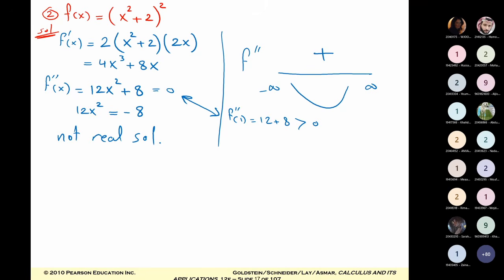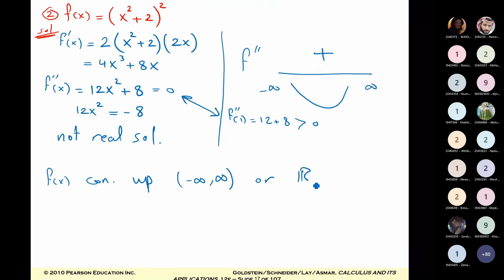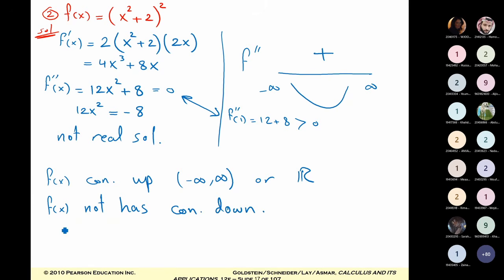Okay, now the f of x is concave up from minus infinity to infinity, or we can put it on R. f of x does not have concave down, and f of x does not have an inflection point.